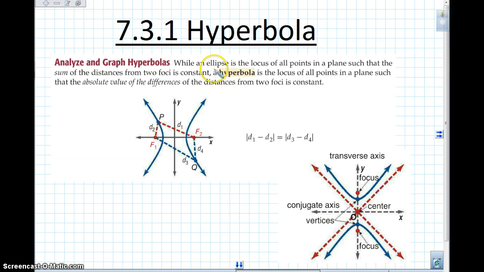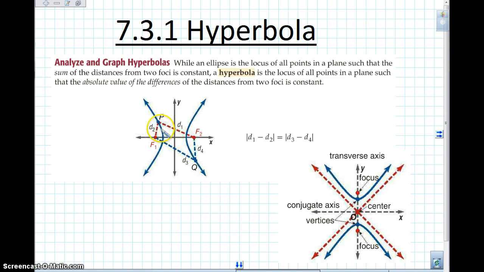Hyperbola are very similar to ellipses. They are still a locus of points, and they still require 2 points, just like an ellipse required the 2 foci. Our 2 foci here in a hyperbola, however, we're not going to find the summation of the distances. We're going to actually find the difference of the distances.